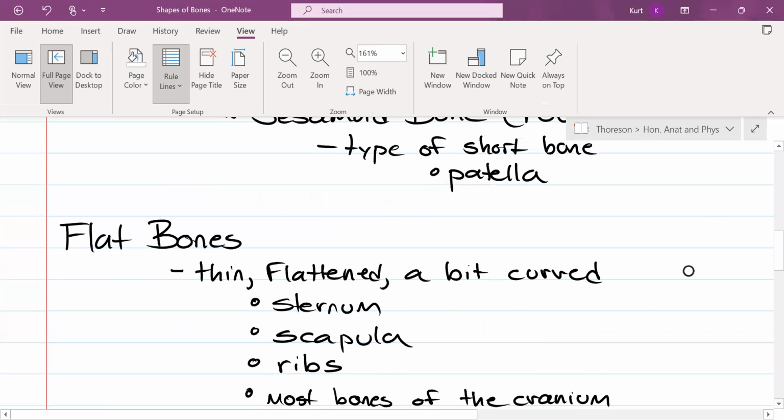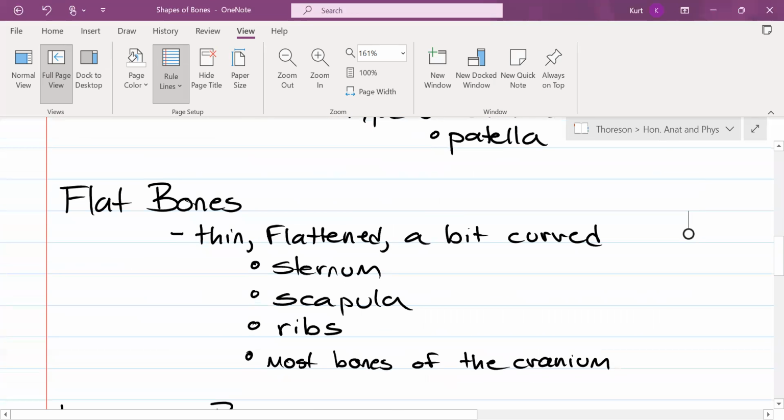Next, we have flat bones. They're thin, flattened, and they can be curved. Your sternum, which is your breastbone, your scapula, which is your shoulder blade, your ribs, and then most of the bones of your cranium, frontal, occipital, parietal, temporal, sphenoid. Most of those bones are going to also be considered flat bones. You really aren't going to see marrow in these, or the short bones for that matter.